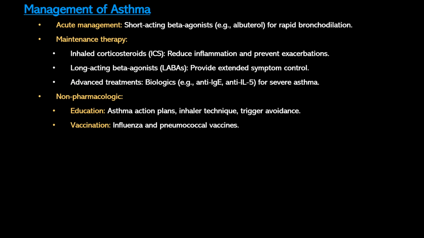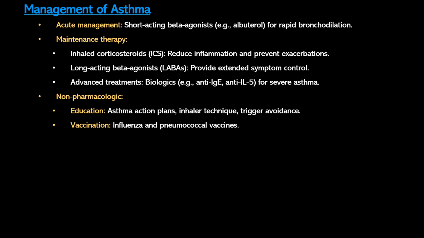Managing asthma involves both acute treatments for symptom relief and long-term therapies to prevent exacerbations. For acute episodes, short-acting beta agonists like albuterol provide rapid bronchodilation to relieve bronchoconstriction. Maintenance therapies include inhaled corticosteroids as the cornerstone of treatment to reduce inflammation. For moderate to severe asthma, long-acting beta agonists, or LABAs, are added to provide extended symptom relief.